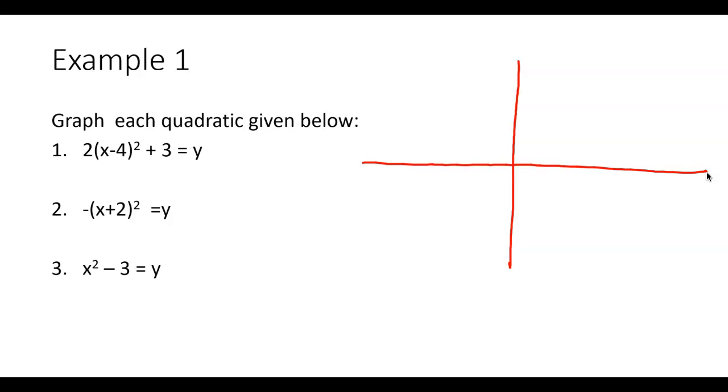So step 1 is to find your vertex. So what is the vertex on this one? 4, 3. So it's this number, but we do the opposite of it. And then it's this number, but the way it is, it stays positive. So we do the opposite of this number and keep that number the same. That's my vertex.